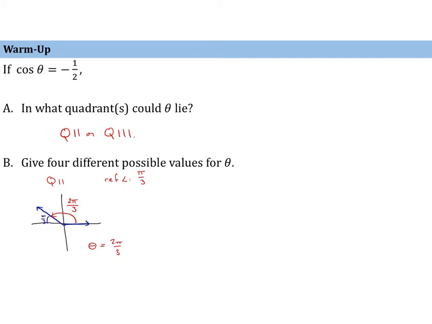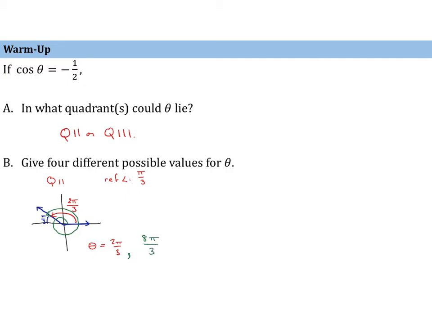But there's another possibility in quadrant 2. In fact, there's infinitely more. So we could have 2 pi over 3, but then we could also wrap around another 2 pi units, and that would yield 2 pi over 3 plus 2 pi. Well, what's 2 pi? 2 pi is 6 pi over 3, so 2 pi over 3 plus 6 pi over 3 is 8 pi over 3.